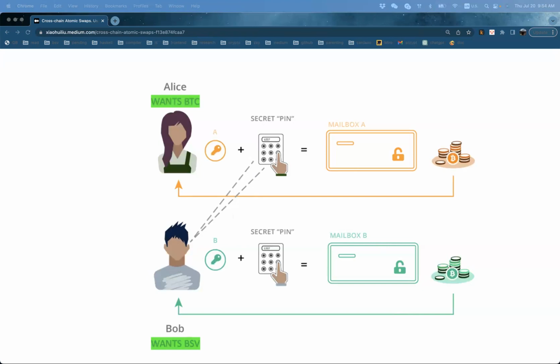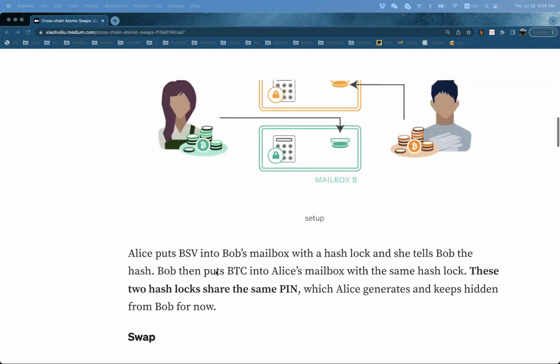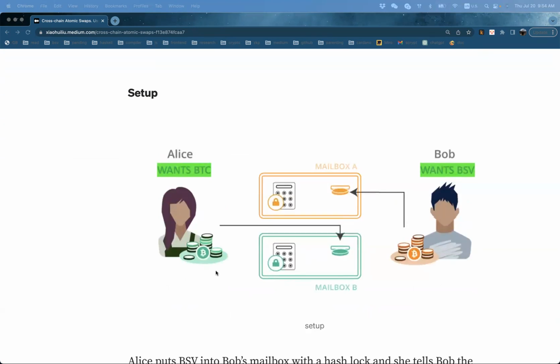Actually, before Alice enters the hash, shouldn't there be the smart contract signed by Bob to send the BTC to the mailbox? No, actually, it's two steps. Alice deploys first in this case, and then Bob deploys the contract and locks up the coins. Bob doesn't have to wait. No, but what I mean is that on the setup, if you scroll up, Bob sends his BTC to mailbox A. So this needs to happen, right?